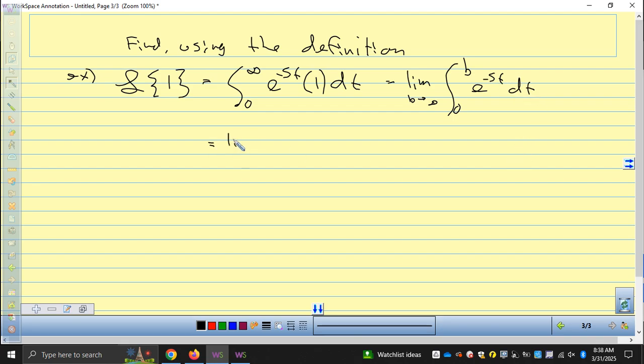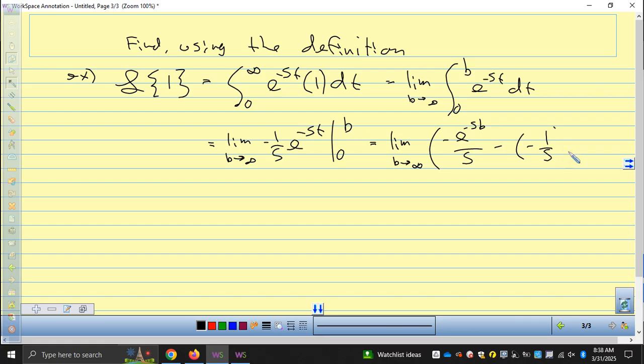which is the limit as b approaches infinity of negative 1 over s, since we're integrating with respect to t, e to the minus st evaluated from 0 to b. I'm going to write this out explicitly, though usually we can just evaluate it from here. That's the limit as b approaches infinity of negative e to the minus sb over s, minus negative 1 over s. We plug in b and 0.